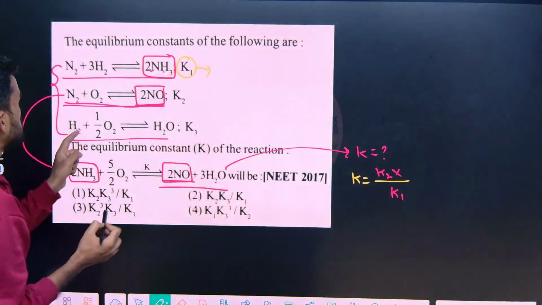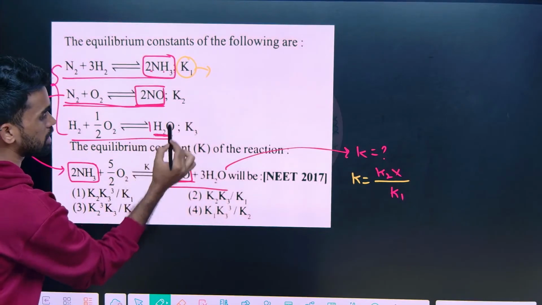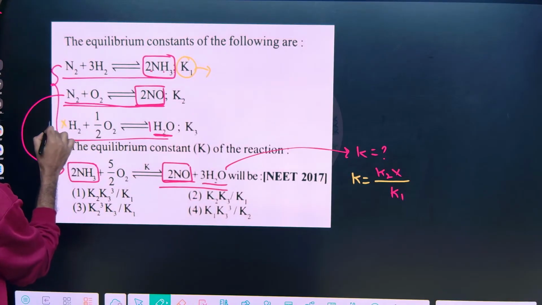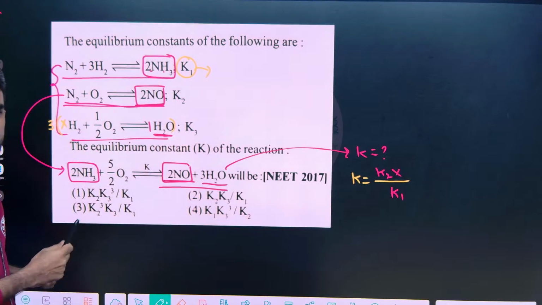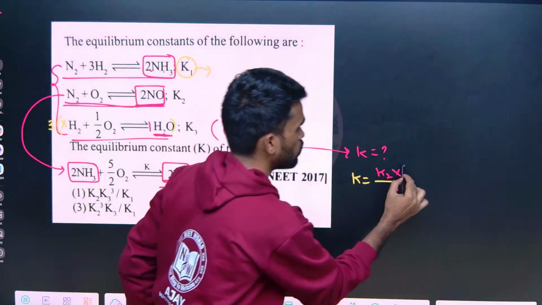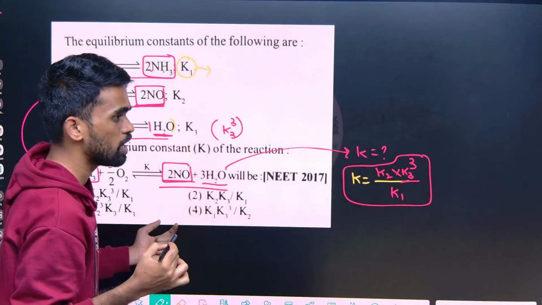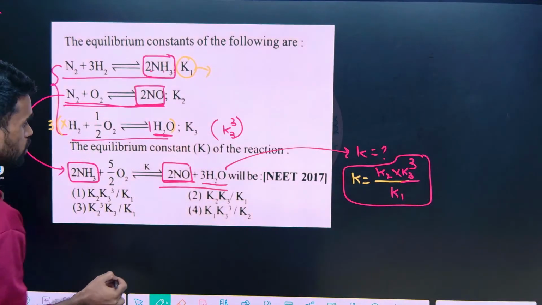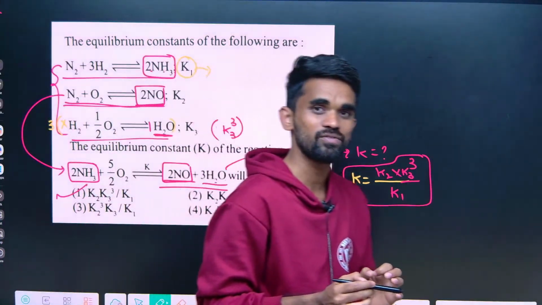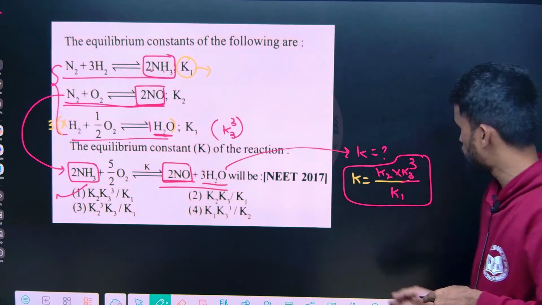And what about this K3 here? See how many water molecules are there here? Only 1 water molecule in K3, but in the final reaction you have 3 water molecules. It means this reaction must be multiplied with number 3. If it is multiplied with 3, then its equilibrium constant becomes K3 cube. So take K2 into K3 cube by K1, that's it. This will be your final answer. Look at the options, where do we have this kind of answer? K2 into K3 cube by K1. So the first option will be the perfect answer for this question. Hope this is also clear. Next, let us move forward with a few more questions.